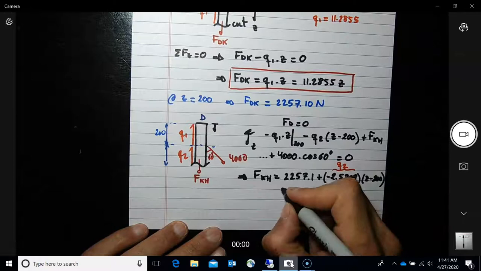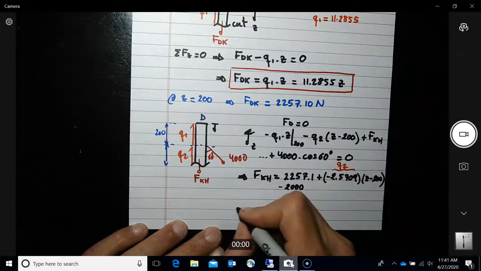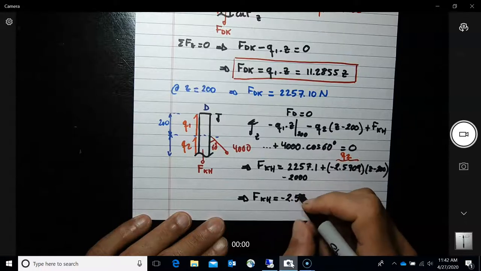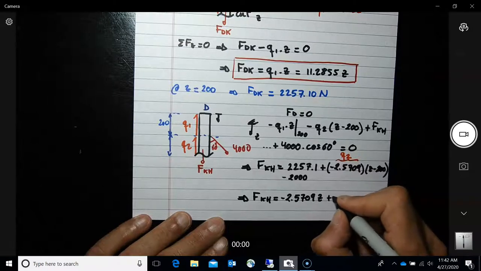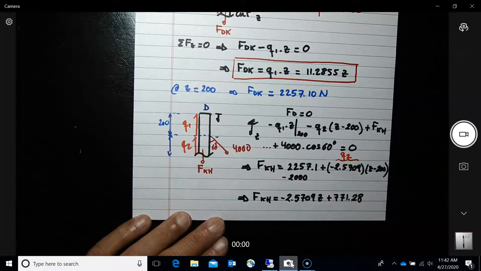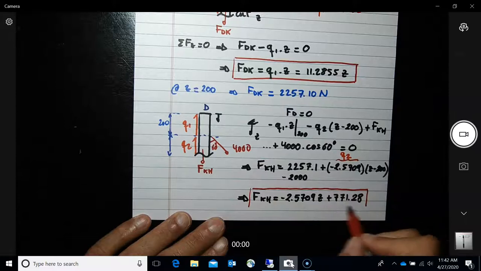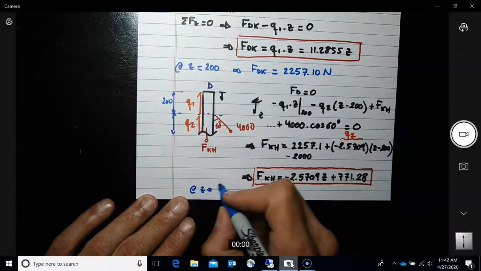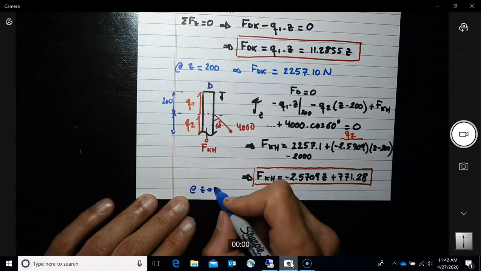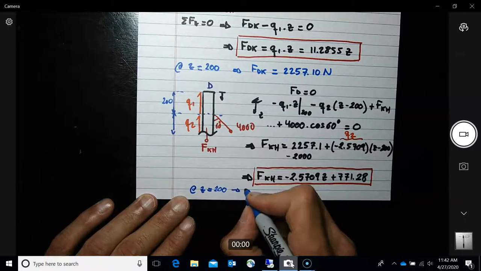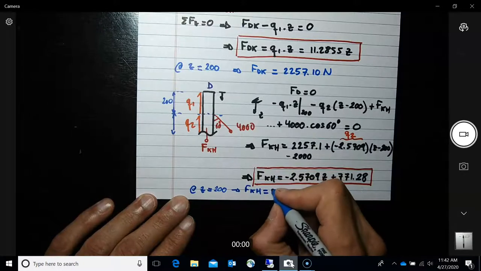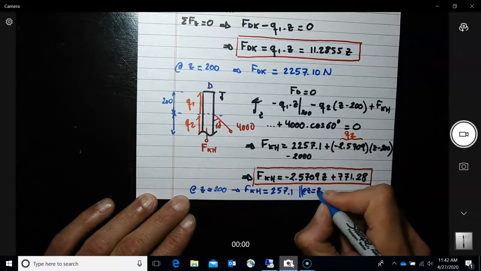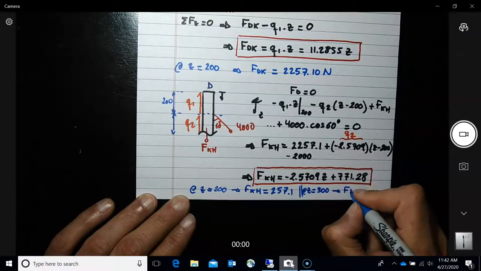Okay, so this will be positive. We move it to the other side, minus 2000. So if we simplify all this, we get FKH equal to minus 2.5709 Z plus 771.28. I know it might be a little bit too much information here, but at Z equal to 100, this gives that FKH equal to 257.1. And at Z equal 300, if we did everything correct, you should get FKH very close to zero.